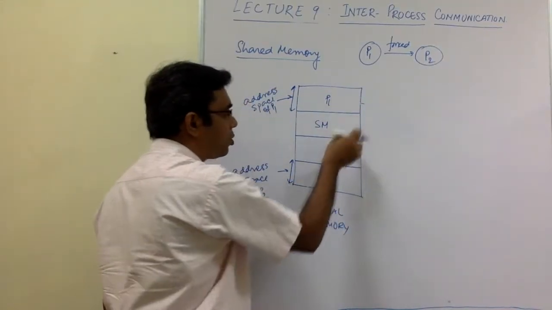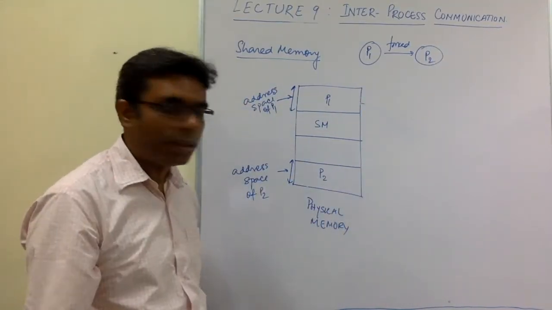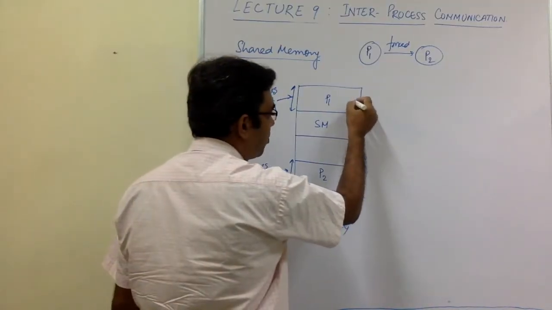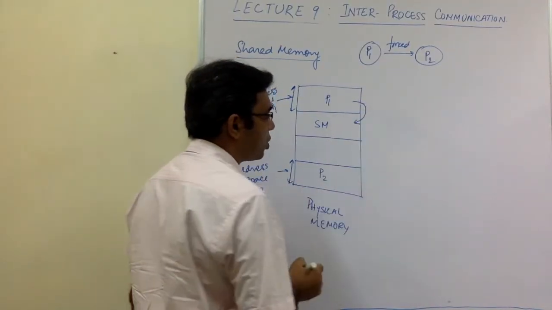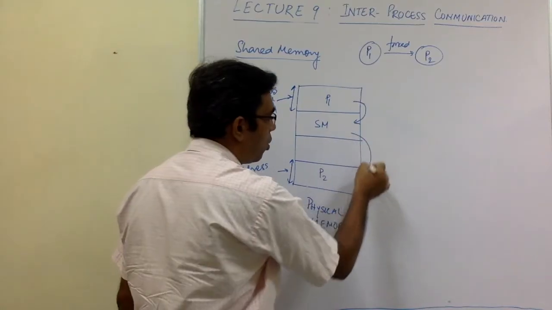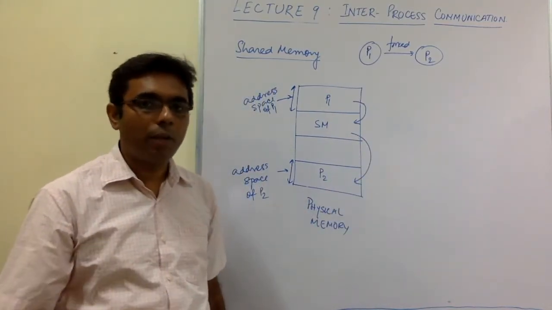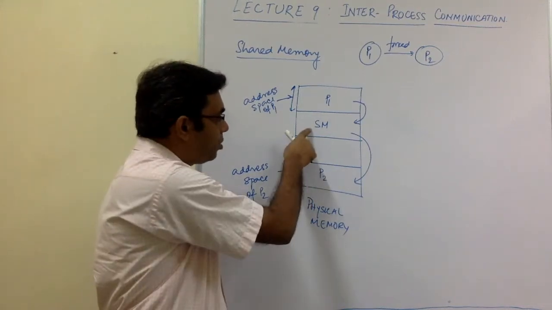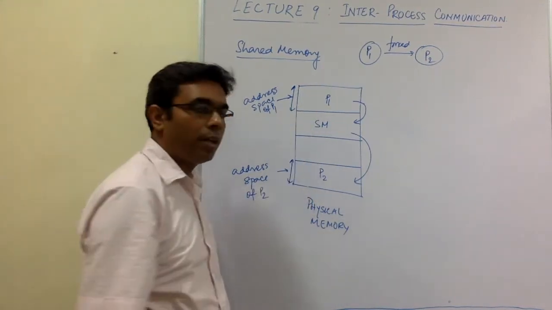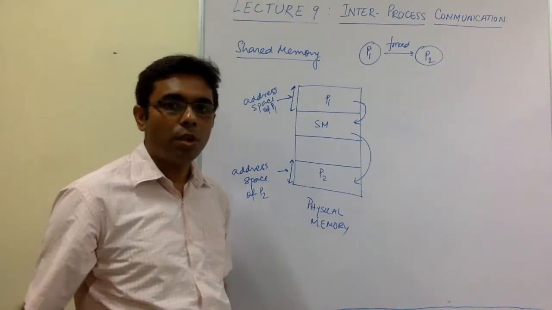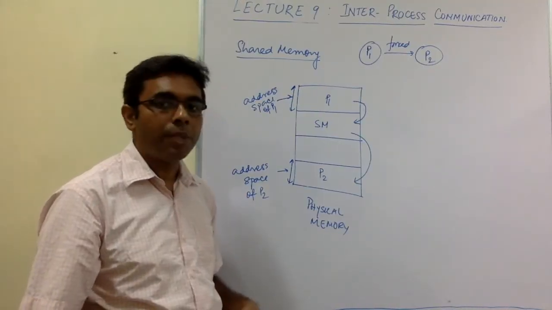Now if these two processes would like to communicate, the mechanism is that P1 would be writing something into this shared memory and P2 would be reading it from this. Or the other way around. P2 would be writing something into the shared memory and P1 will be reading it from there. So this is how the two processes would be communicating among themselves.